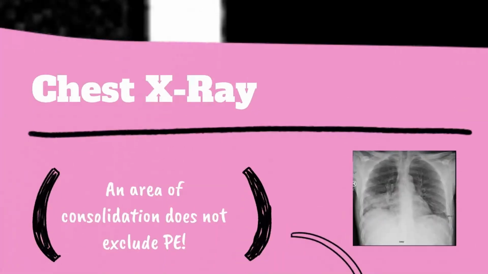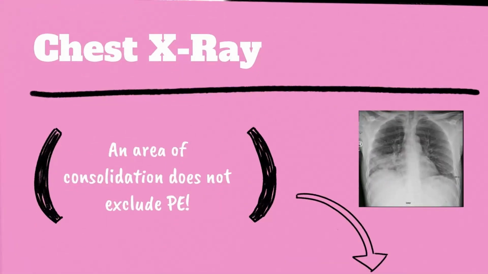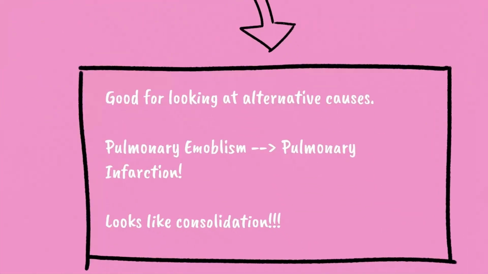And next we're going to talk about chest x-rays. So chest x-rays offer a good screen for alternative causes of chest pain, such as a pneumothorax or a pneumonia. It is usually normal in a patient with a PE, so you'd expect to see clear lung fields.